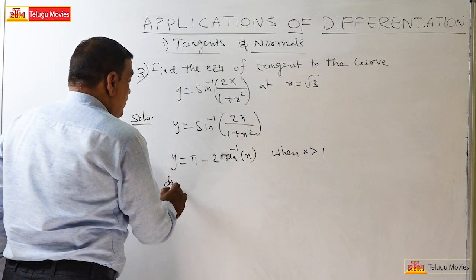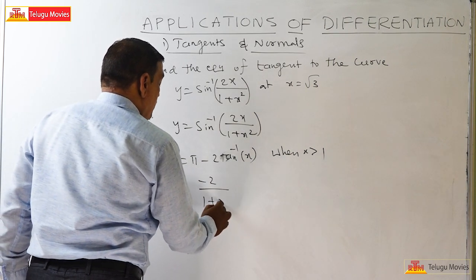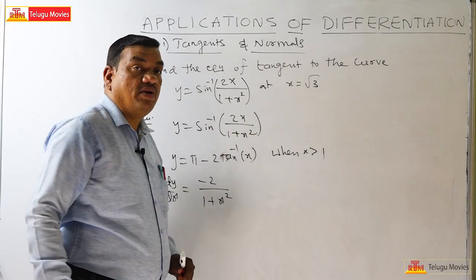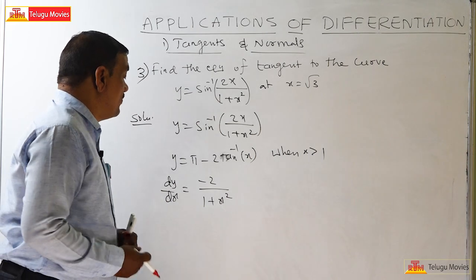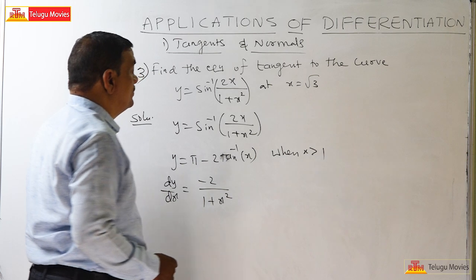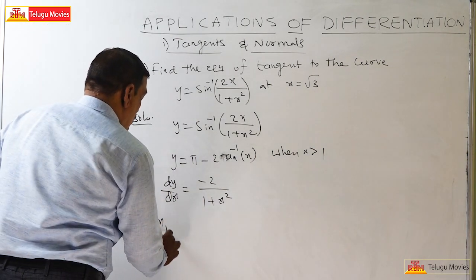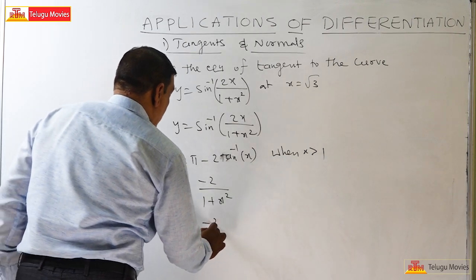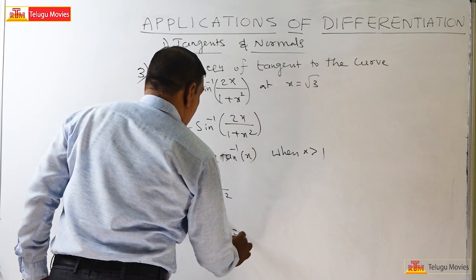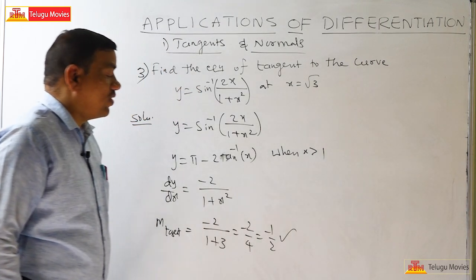Now, find out dy by dx. So, dy by dx is equal to minus 2 by 1 plus x square, that is minus 2 times the derivative of tan inverse of x, which is 1 by 1 plus x square. Next we have to find out the slope of the tangent. Slope of the tangent is equal to minus 2 by 1 plus root 3 whole square, that is minus 2 by 4, minus 1 by 2. So, this is the slope of the tangent.